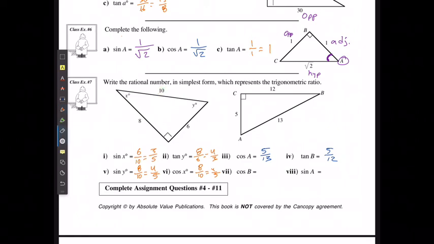And then I'm going to jump back to the right triangle. It wants cos of angle B. Well, cos is going to be my adjacent of 12 divided by my hypotenuse of 13. And lastly, it's asking for sine of angle A. Well, the opposite of A is going to be 12, and the hypotenuse is going to be 13.